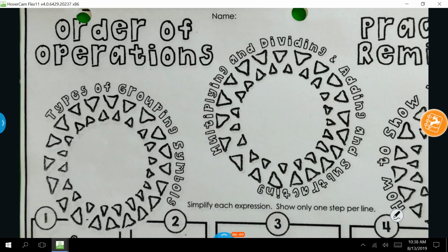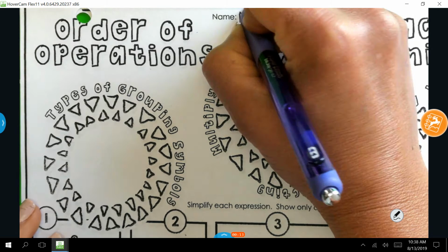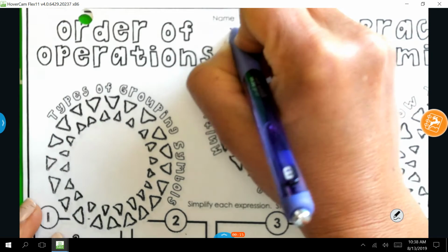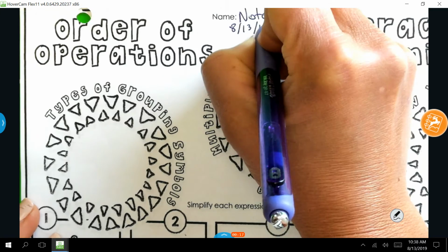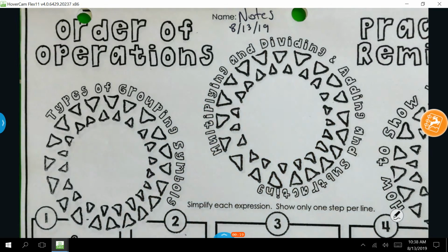Today we're doing order of operations, which most of you remember. I will call mine notes, and today is the 13th already.